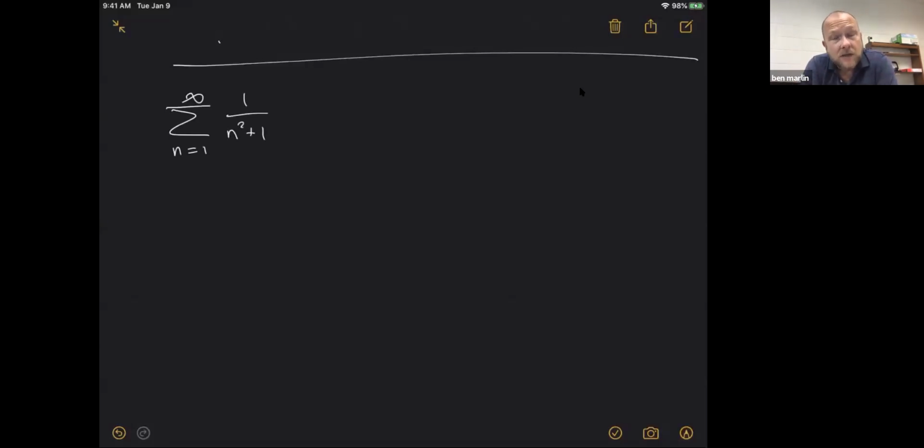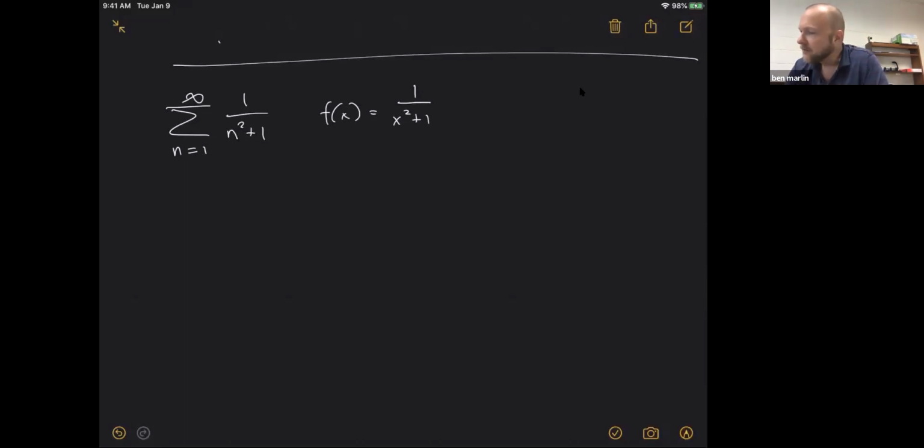Now, your initial urging there, you might say to yourself, oh, I think that's going to be a p-series because it looks like 1 over n squared. It's not exactly 1 over n squared. Math is a very exact discipline sometimes. So we can't use p-series on this, but we can use the integral test because the function that we'll think about is going to be 1 over x squared plus 1.